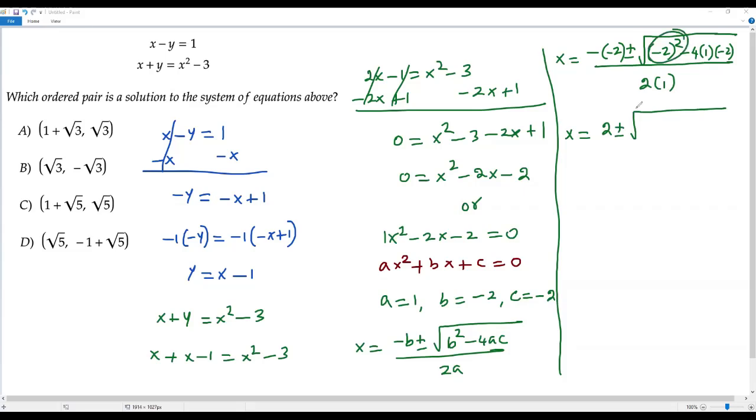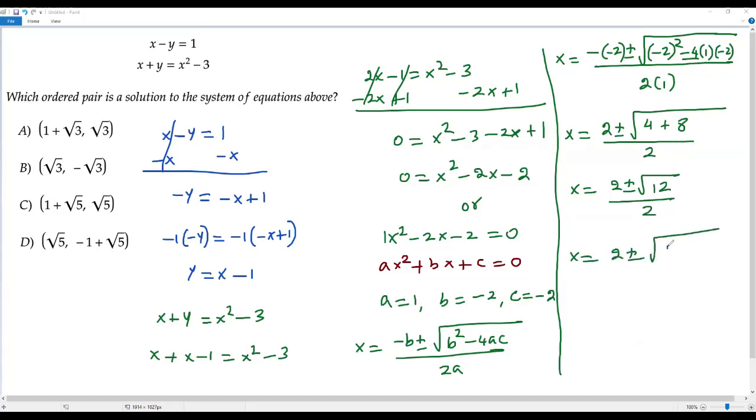The evaluation of negative 2 whole squared is 4. And negative 4 times 1 is negative 4. When I multiply negative 4 by negative 2, it becomes positive 8, because negative times negative becomes positive. In the denominator, 2 times 1 is 2. Then I'm getting x equals 2 positive or negative square root of 12 over 2.